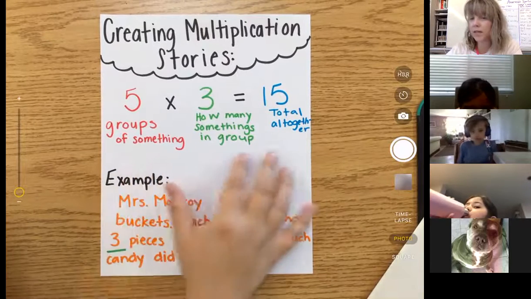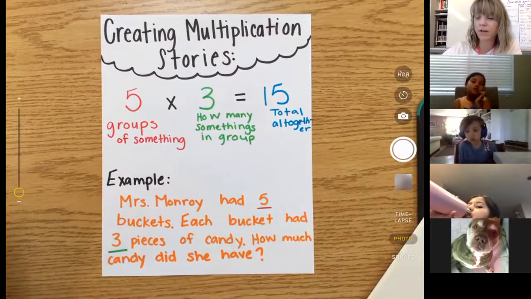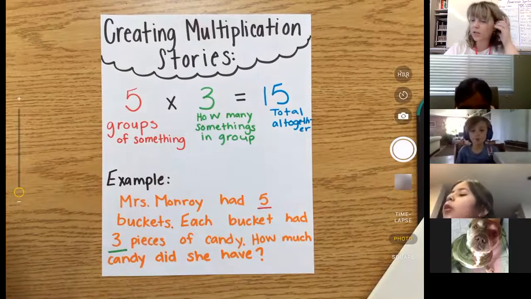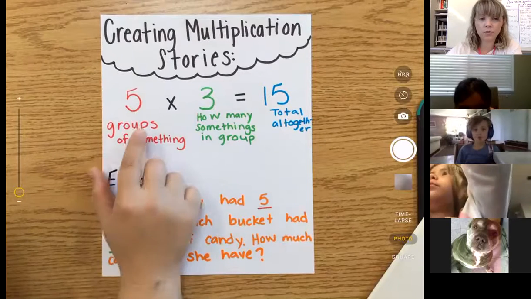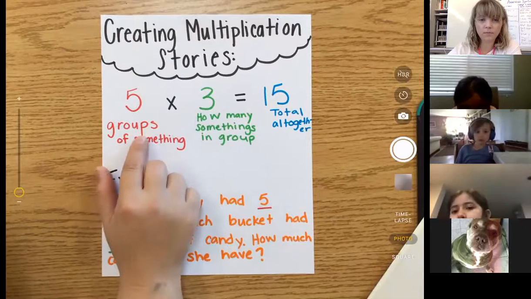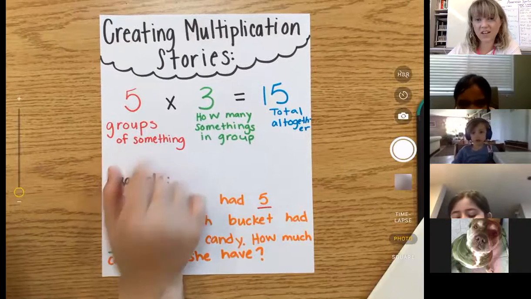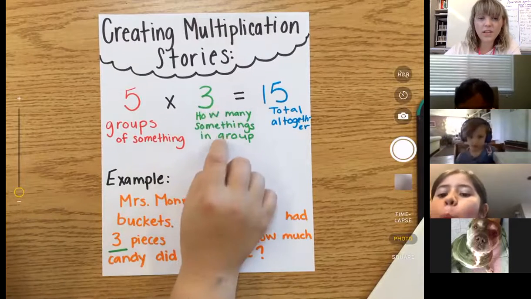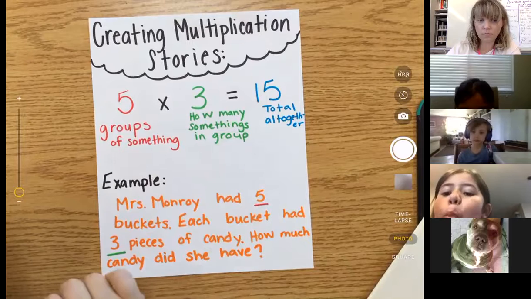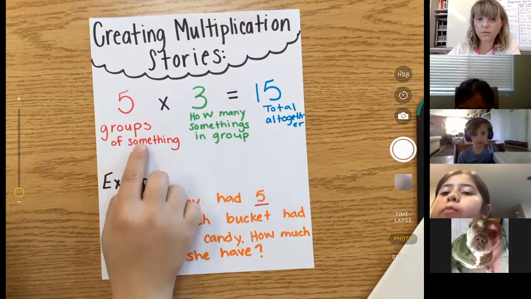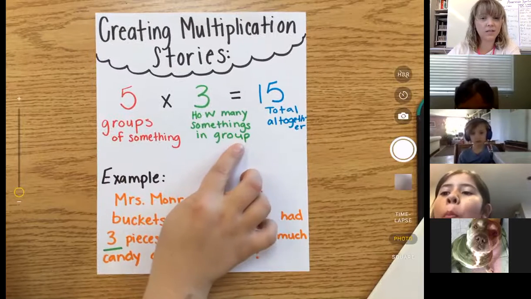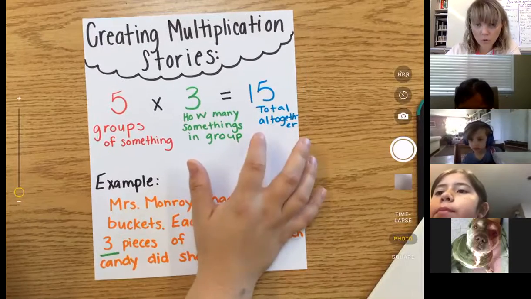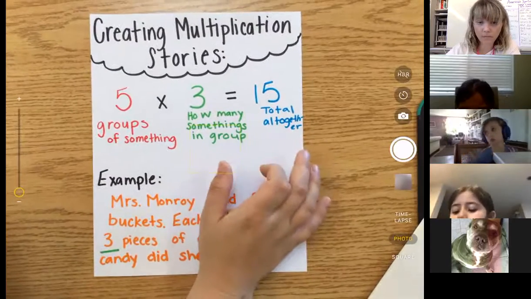So this is an example of a multiplication problem. We've got 5 times 3 equals 15. And remember, we talked about that the first number is your groups. How many groups? Or here I said groups of something, because that helps you create a word story. Your second number is how many somethings are in the group, right? And then your last number is the total altogether, right?